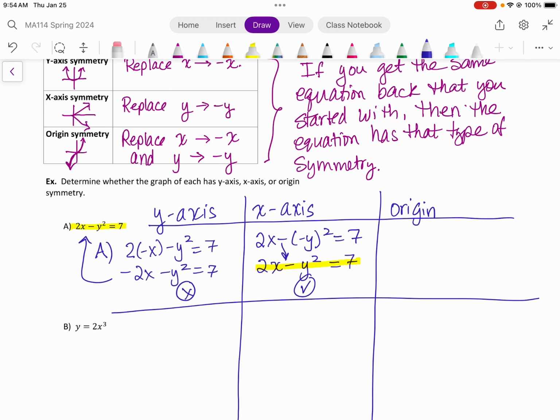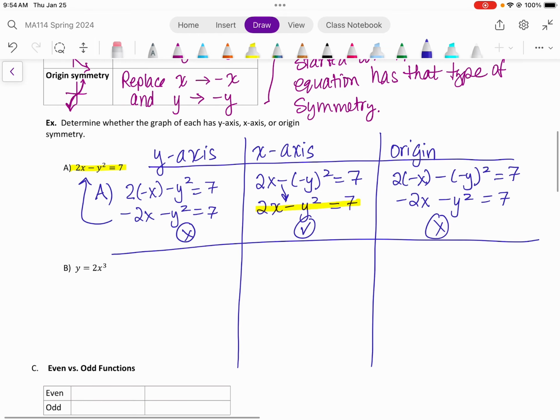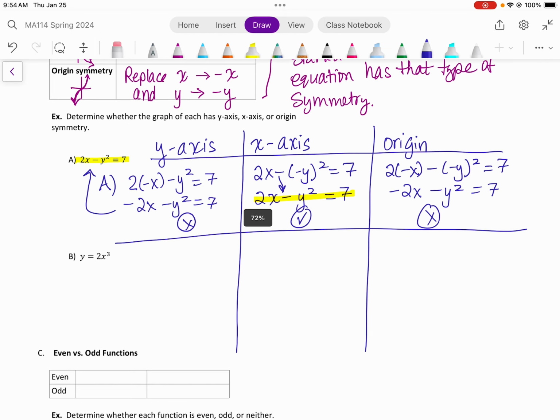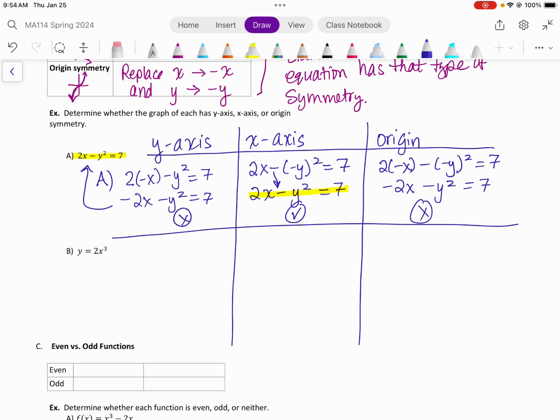For origin, I'll do the 2 tests together. And I'll clean it up. And again, that negative that's in front of the 2x is what's throwing it, so we don't have origin symmetry. So this equation only has x-axis symmetry.